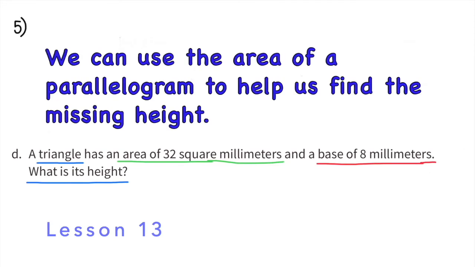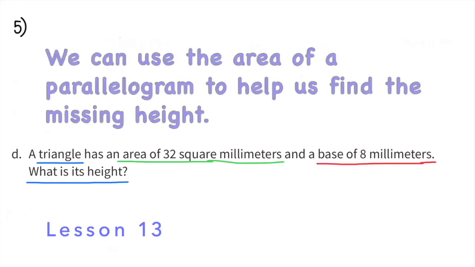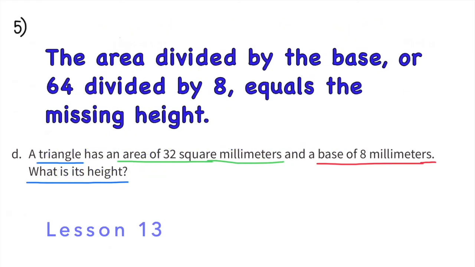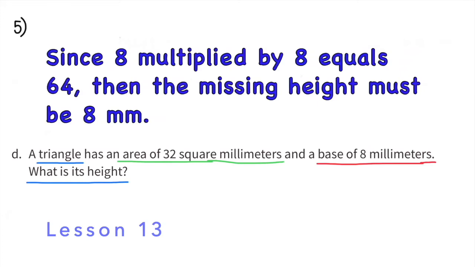We can use the area of a parallelogram to help us find the missing height. The area of a triangle is half the area of a parallelogram. Since the area of this triangle is 32 square millimeters, the area of a parallelogram would be 64 square millimeters. The area divided by the base, or 64 divided by 8, equals the missing height. Since 8 multiplied by 8 equals 64, then the missing height must be 8 millimeters.